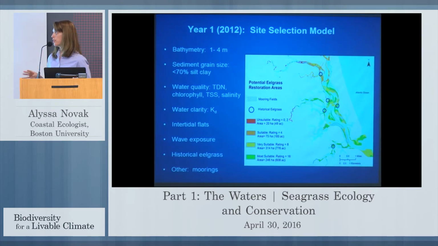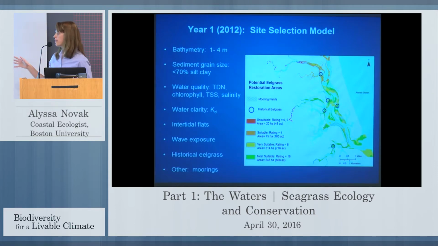So the first thing we needed to do was identify all the biological, chemical, and physical factors that promote the establishment and growth of eelgrass. One factor we collected data on was bathymetry. We wanted to identify all the areas within our system with a bathymetry between 1 and 4 meters. Less than 1 meter, you run the risk of plants becoming desiccated if they're exposed during low tide, and more than 4 meters, you run the risk that plants will become light limited.